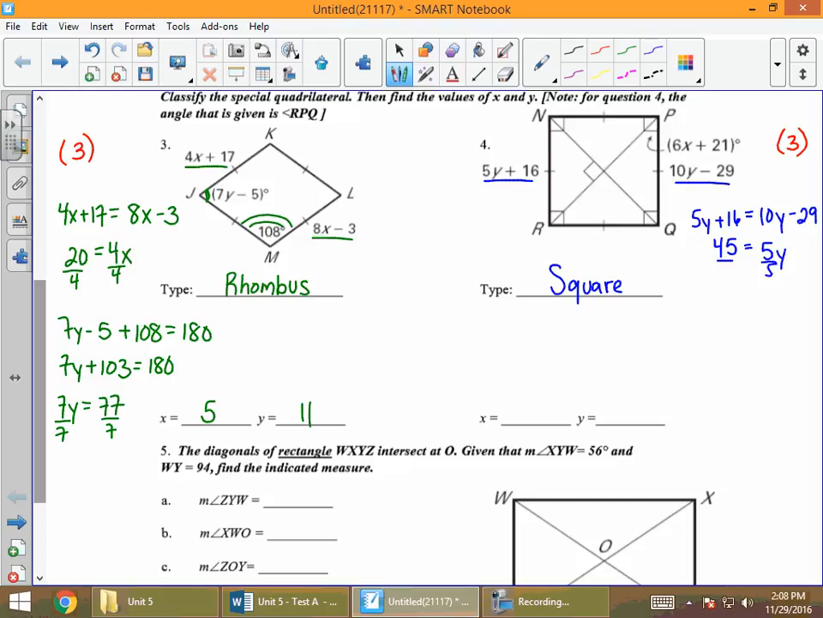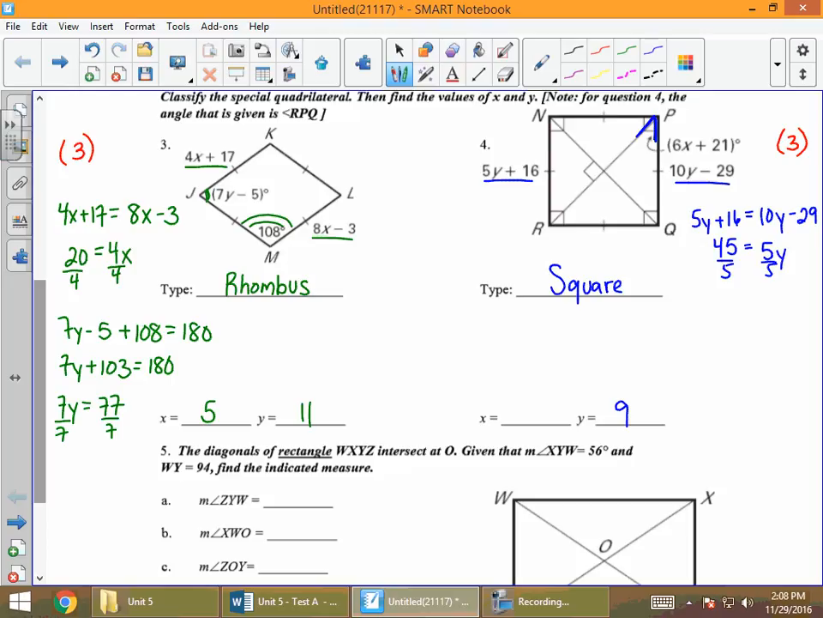Divide by 5. And 45 divided by 5, y is 9. Now to find x. I was very specific that x was not the whole angle. X was just a piece of the angle. The other thing you have to know about squares, the diagonals bisect each other.